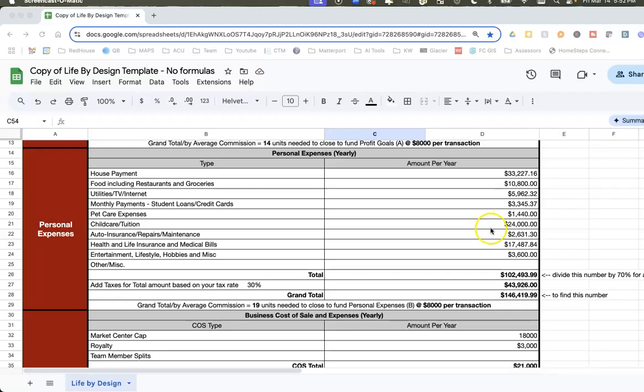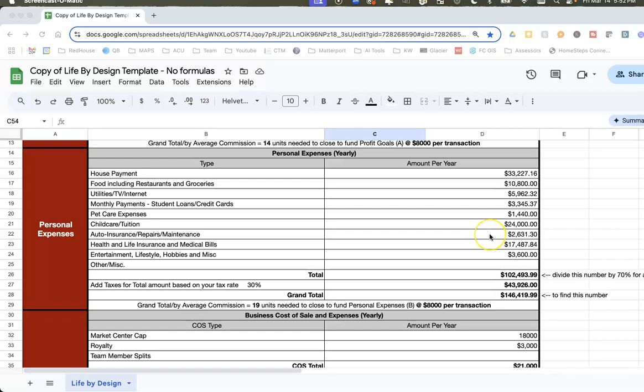For pet care expenses, if we're spending about $120 a month on pet care, then that equals $1,440 per year. And then when we got a child care, tuition, etc., I came up with $480 a week times 50 weeks because I'm going to take 2 weeks off and take my kids with me. So I come up with $24,000 in child care expenses.